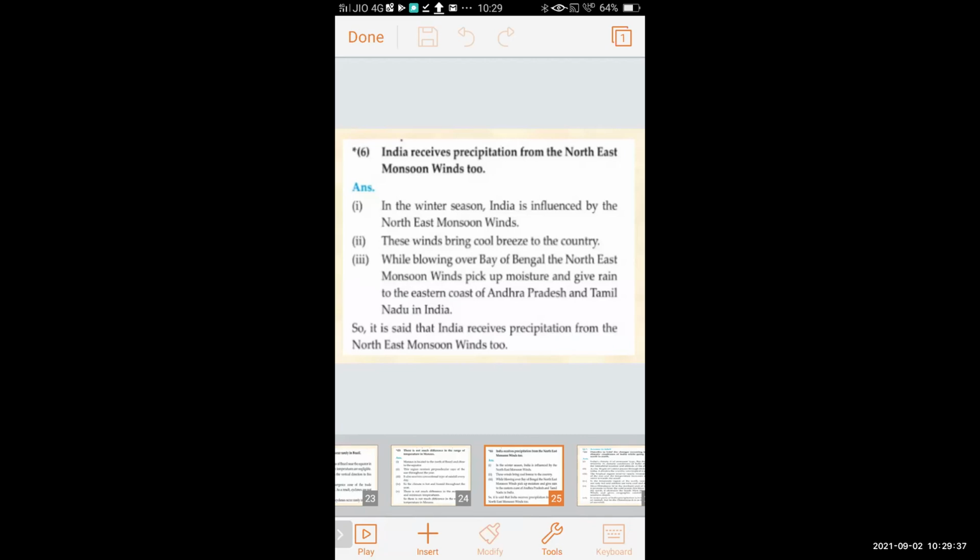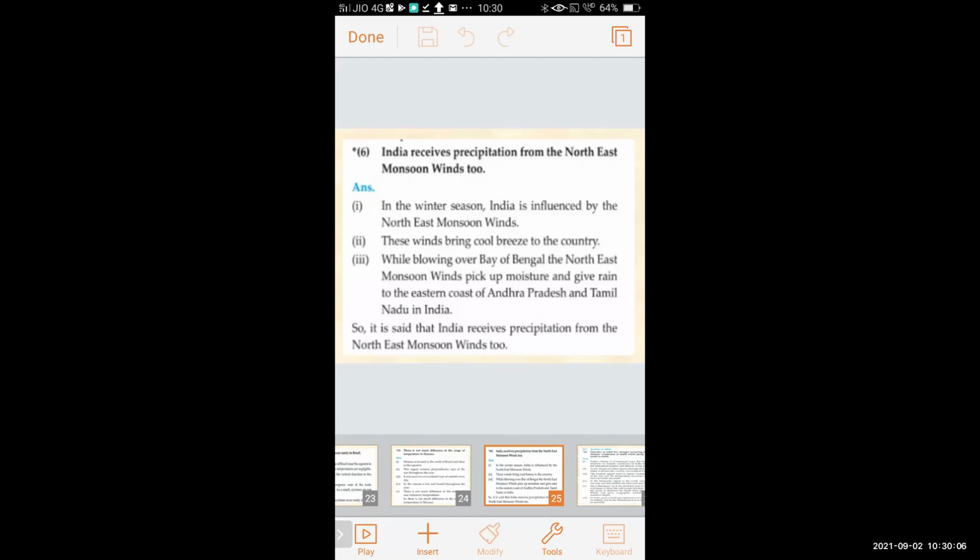So it is said that India receives precipitation from the northeast monsoon winds. The winds get moisture while blowing over the Bay of Bengal, and that results in rainfall on the eastern coast of Andhra Pradesh and Tamil Nadu.